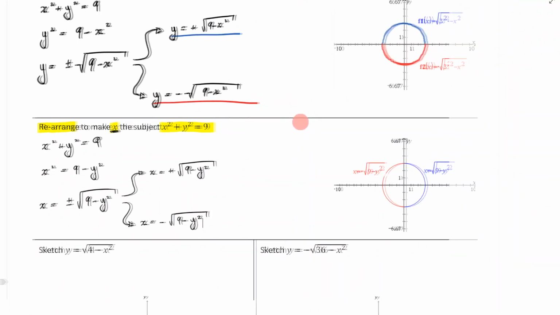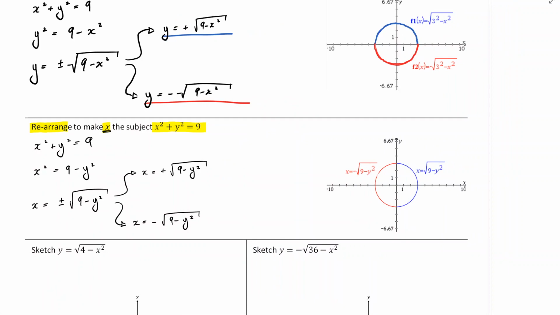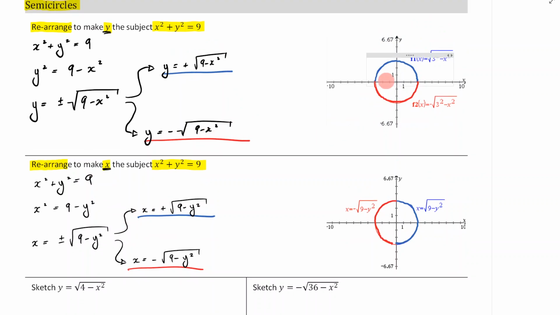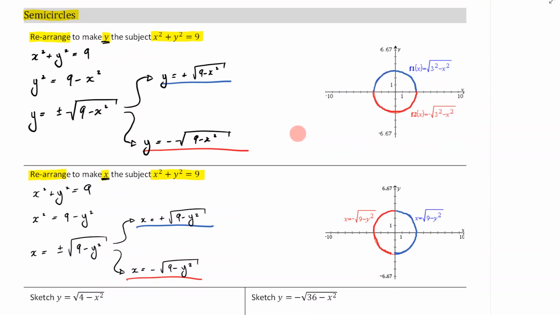Now, when you have x is equal to a positive square root, that corresponds to this part of the circle, so the right side of the circle. And when you have x is equal to negative a square root, that corresponds to the left side of the circle. So depending on what you're making the subject, the positive and negative parts of the semicircle are different. So are you getting the top or the bottom or the left or right? So you just need to be aware of how that's working there.